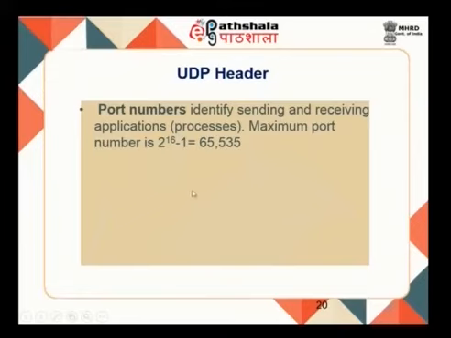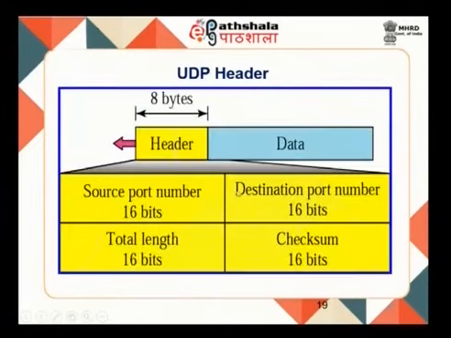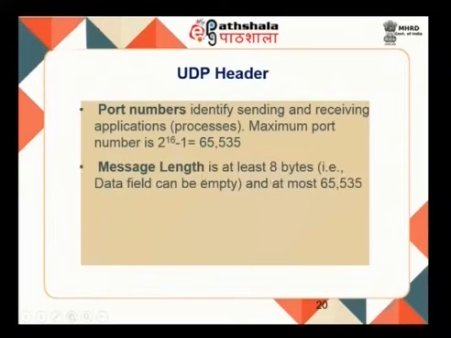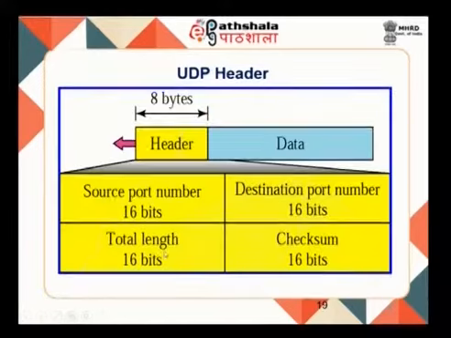As we saw, the port numbers are 16 bits, therefore the port number range goes from 0 to 2 to the power of 16 minus 1. So, the maximum port number that you could have is 65,535. The total message length can be at least 8 bytes, which means that the data field can be empty. The message length is at least 8 bytes, which means I could have just a UDP header sent with no data at all. That is also a valid UDP packet. And at most it could be 65,535, as you can see that the total length of the packet is 16 bits. So, the total UDP packet size can be 64K.